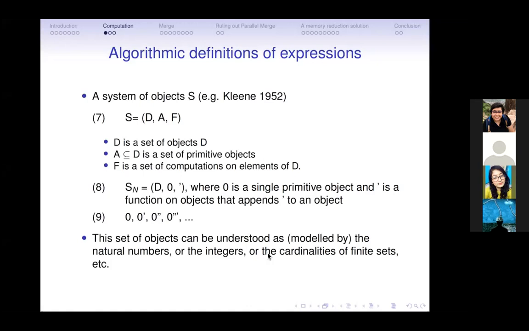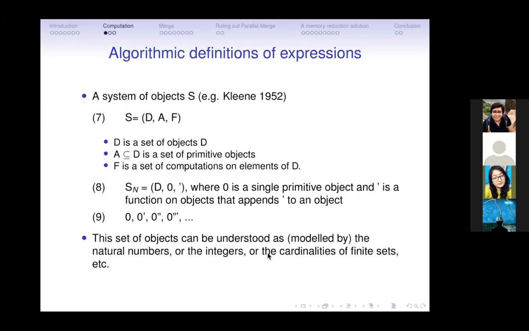We've got one primitive object, call it 0, and we've got a computation on 0, which basically appends a stroke to it. Okay, and then what that does is, of course, give you the entire system of numerals. So you've got 0, you've got a computation on 0, which gives you 0 dash. Now you can have a computation on 0 dash, which gives you 0 dash dash, and then 0 dash dash dash, and so on. So you can see this abstract system will generate for you something which you could understand as, for example, the natural numbers.